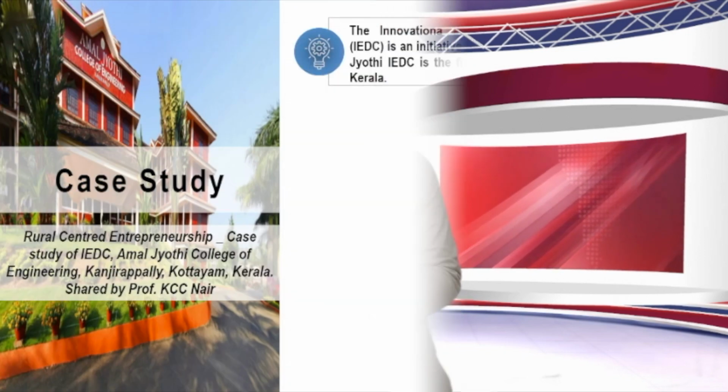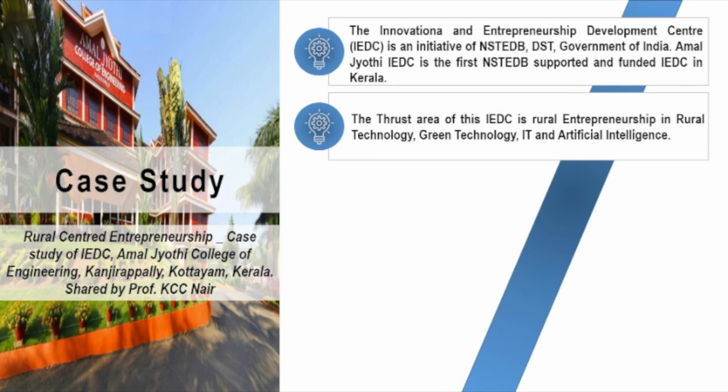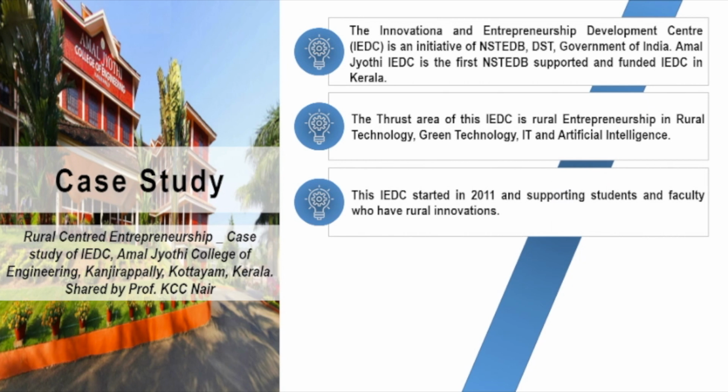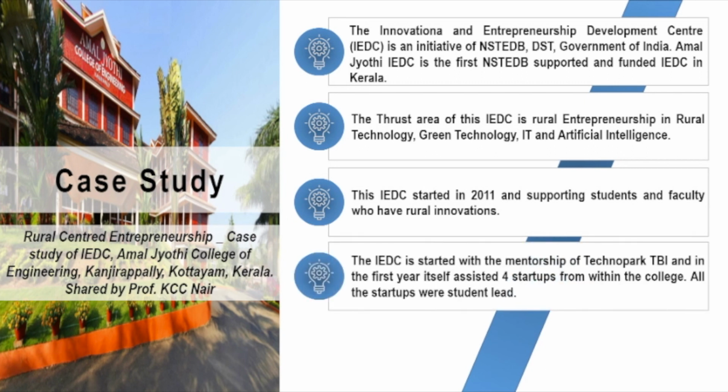Amal Jyoti IEDC is the first NSTEDB supported and funded IEDC in Kerala. The thrust area of this IEDC is rural entrepreneurship in rural technology, green technology, IT and artificial intelligence. This IEDC started in 2011 and supports students and faculty who have rural innovations. The IEDC was started with the mentorship of Technopark TBI. In the first year itself it assisted 4 startups from within the college. All the startups were student led.